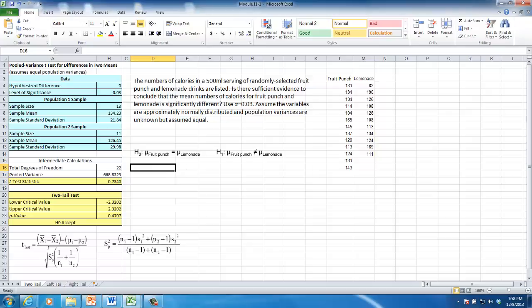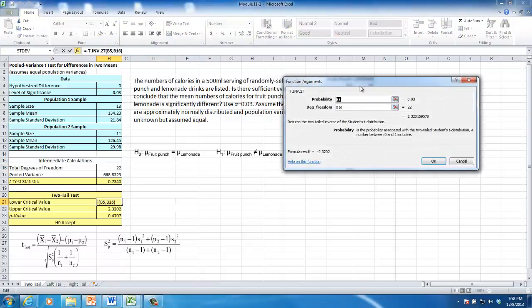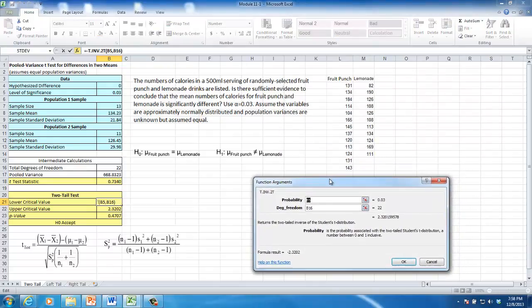So in this case, in order to find the critical value, we need to use again the function T.INV.2T. So let me put it here. As you can see, we are using T.INV.2T as we used in the previous chapters. Now the probability is B5, which is our alpha, 0.03, and degree of freedom is a little different here.